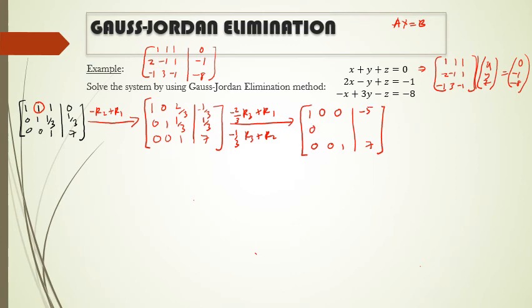Next one is 0, 1, 0. And then negative 1 over 3 multiplied by 7 will be negative 7 over 3 plus 1 over 3, which will be negative 6 over 3, which is negative 2. So see, you will straight away get the answer. So this is your x, y, and z. You will get straight away x equals negative 5, y equals negative 2, and z equals 7.